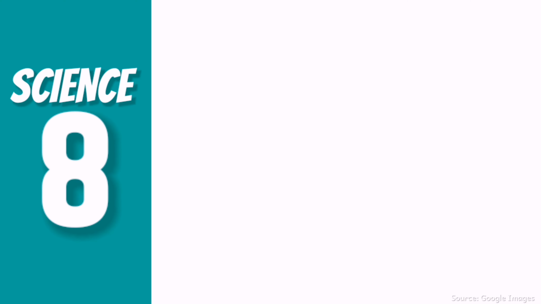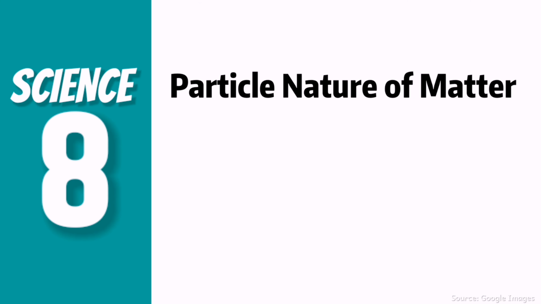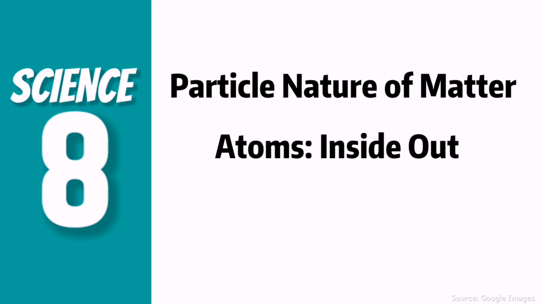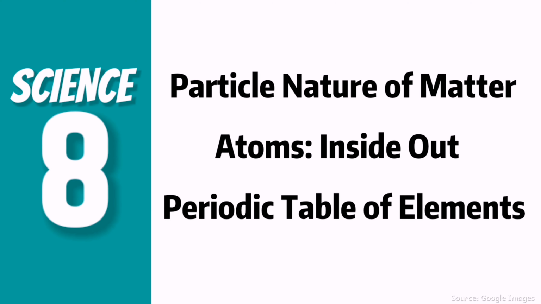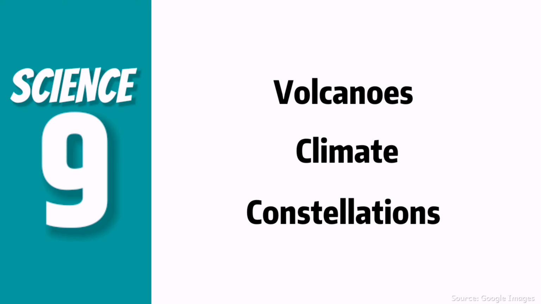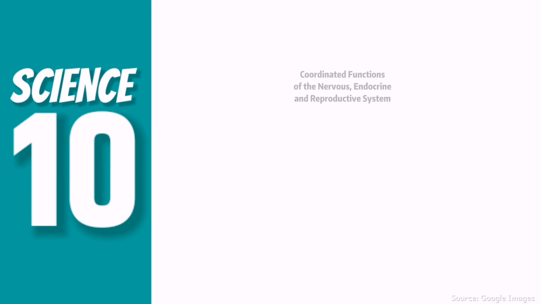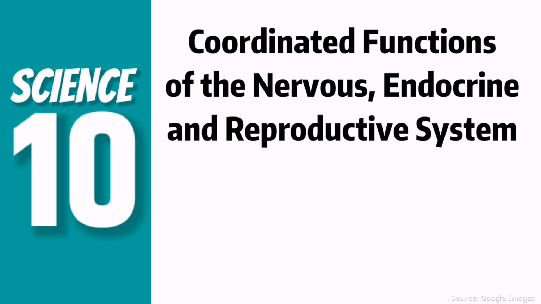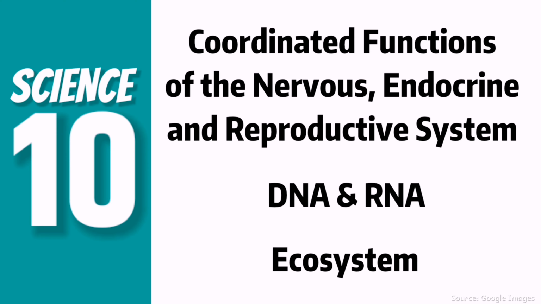Science 8. Particle nature of matter, atoms inside and out, and the periodic table of elements. Science 9. Volcanoes, climate, and constellations. Science 10. Coordinated functions of the nervous, endocrine, and reproductive system, DNA and RNA, and ecosystem.